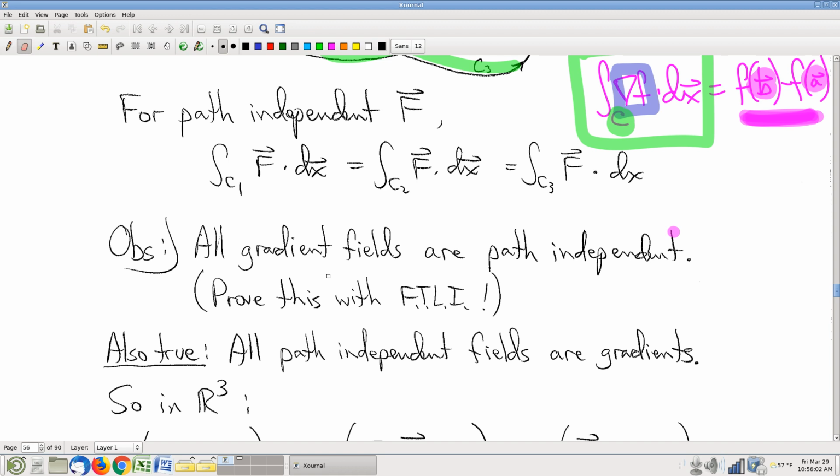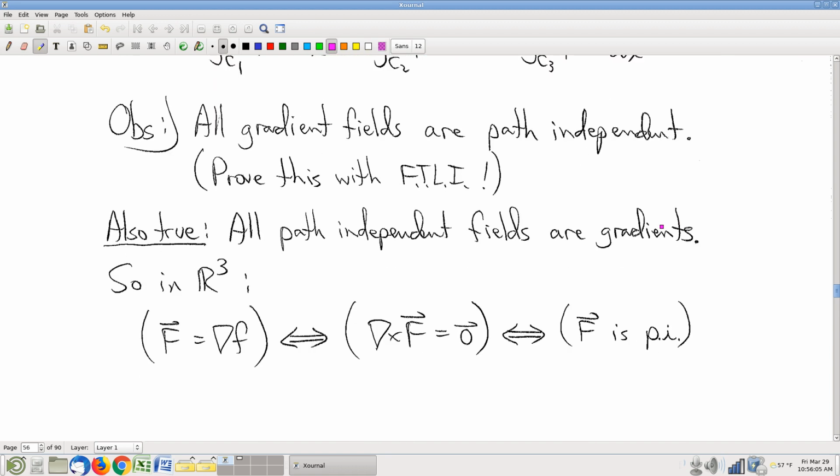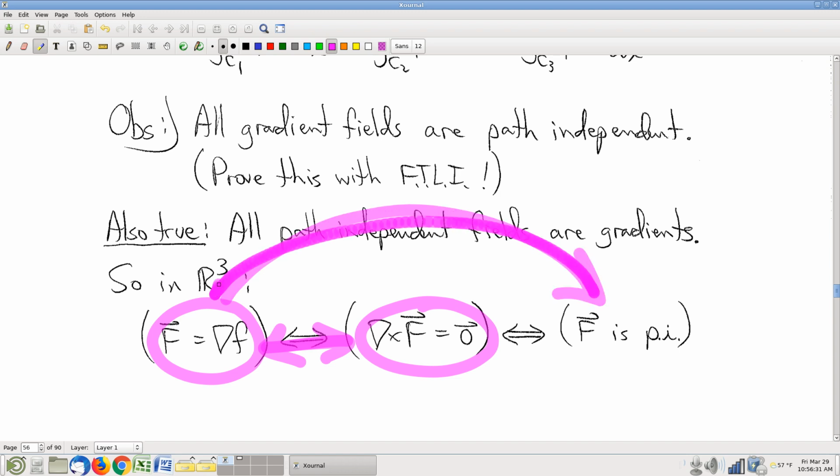Okay. All right. So here's my little summary of it. We know that every gradient is path independent. Every path independent is a gradient. That's nice. Oh, reminder, don't forget what we already knew. We already knew that every gradient had curl equal to 0, and if curl is equal to 0, it's a gradient. So we already knew that these were equivalent. Now I'm adding that these are equivalent, and so by transitivity it follows that these are equivalent.